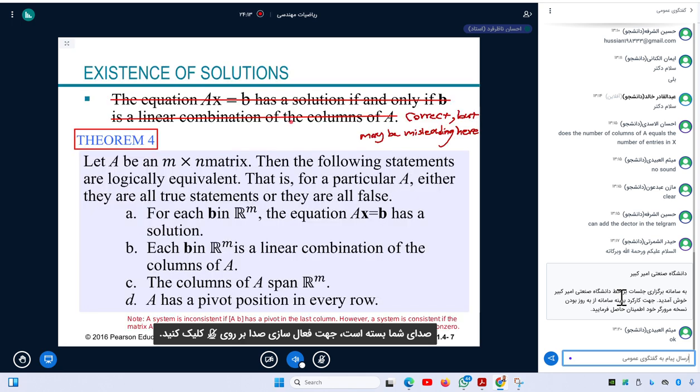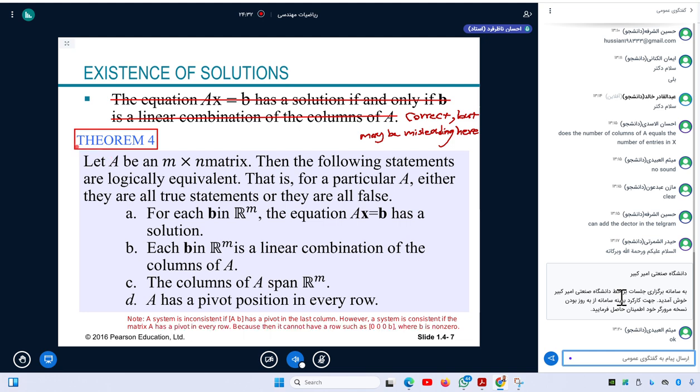Okay, so I cross this out because it might be misleading here. It is correct, but it might be misleading here. If you go through that, you will realize that.